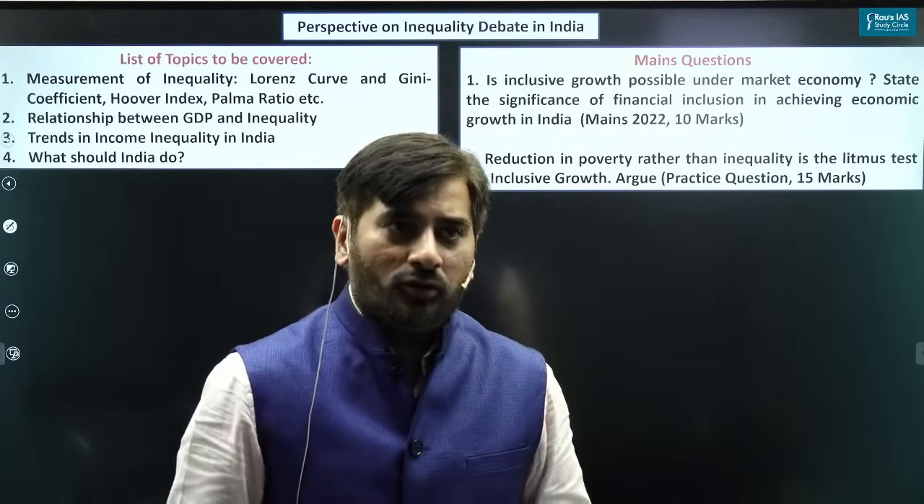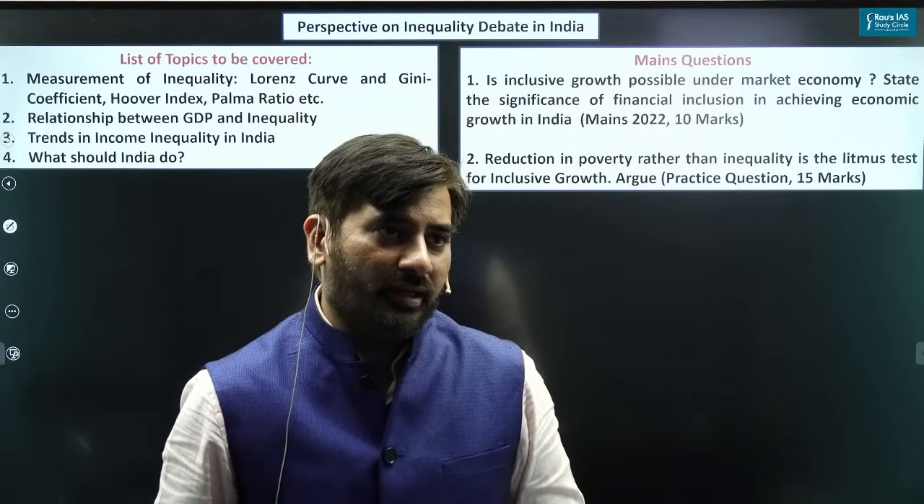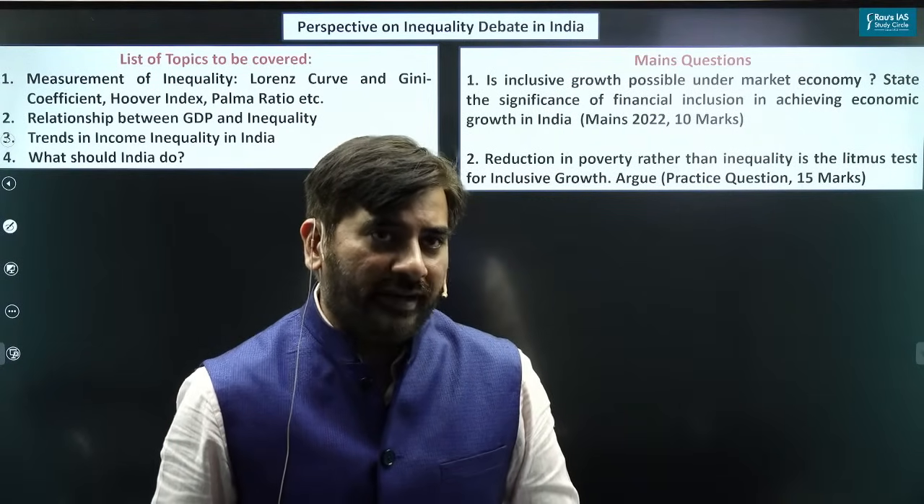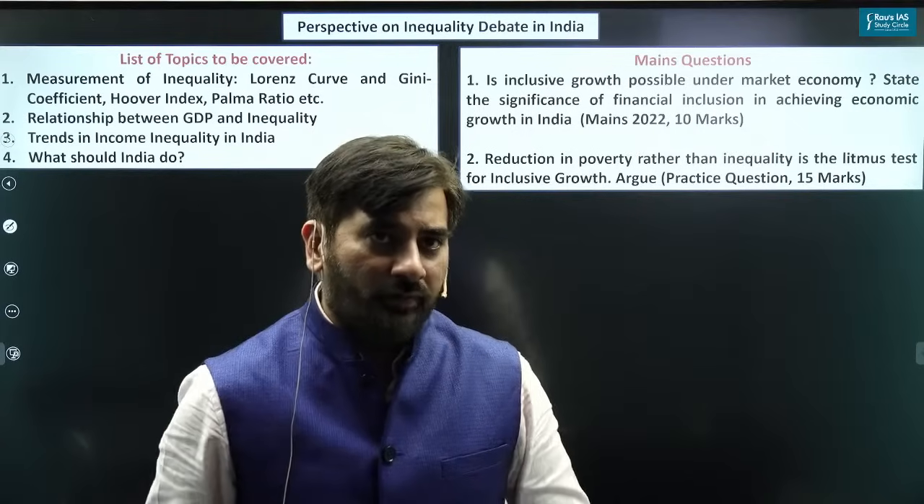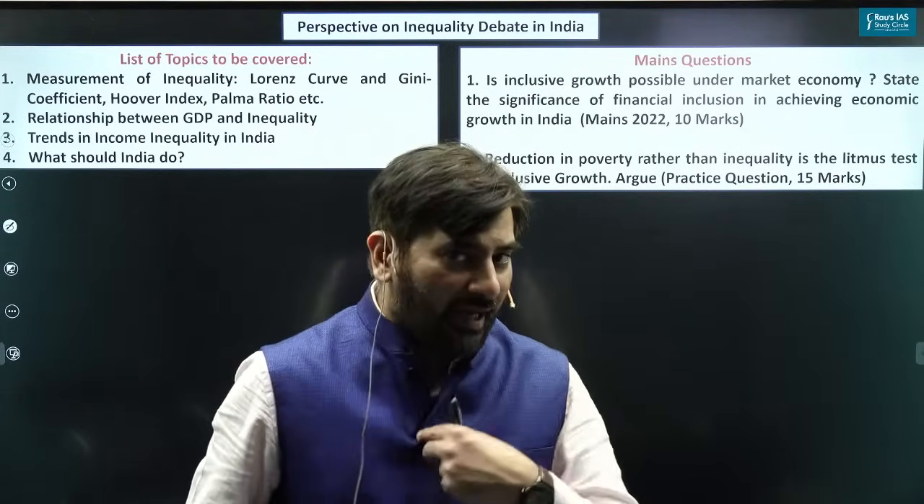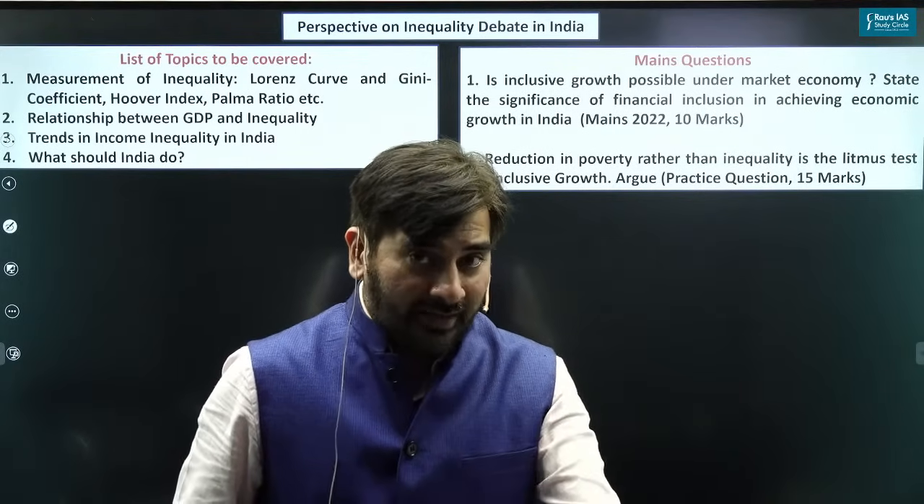Is inclusive growth possible under market economy? State the significance of financial inclusion in achieving economic growth in India. Mains 2022, 10 marks. Based upon that, I have framed a question which is likely to be asked in mains.